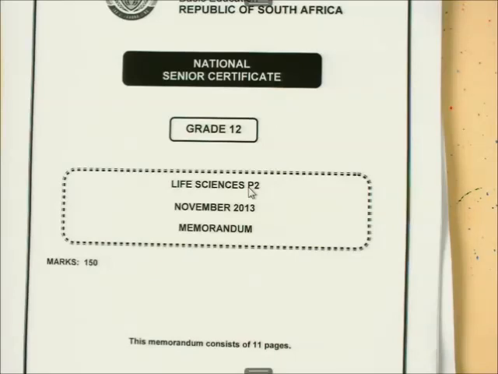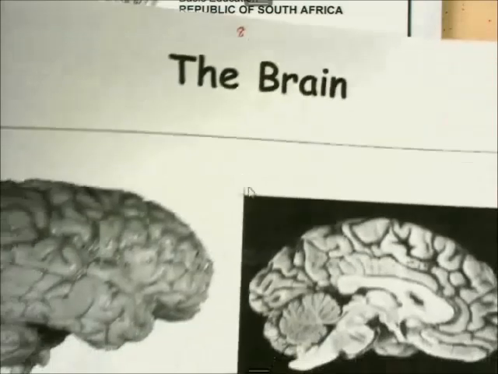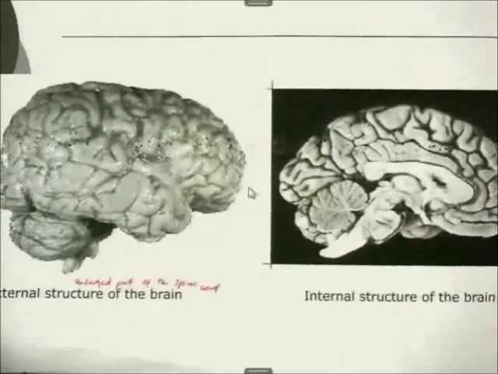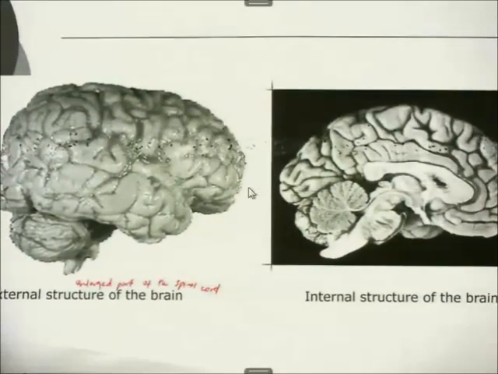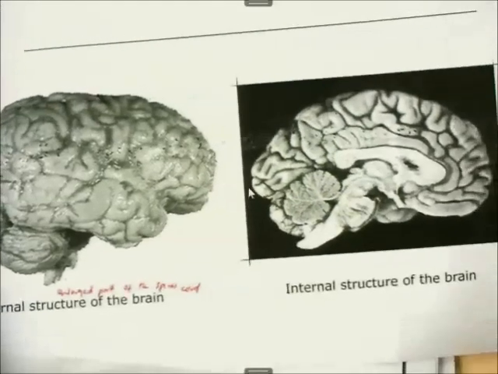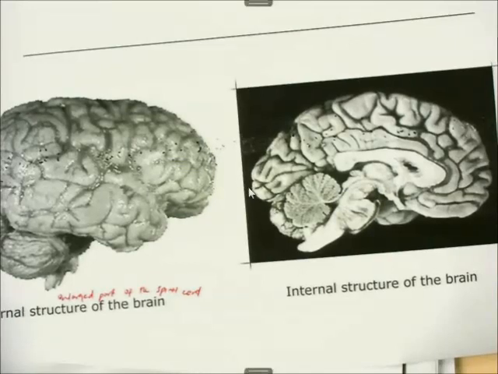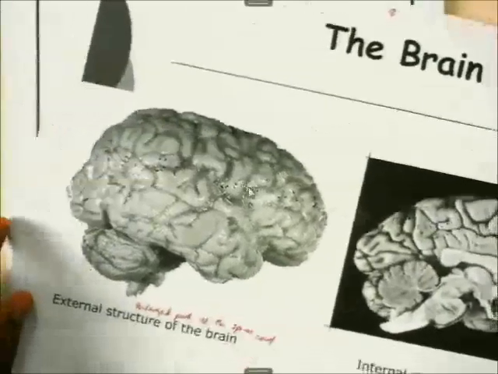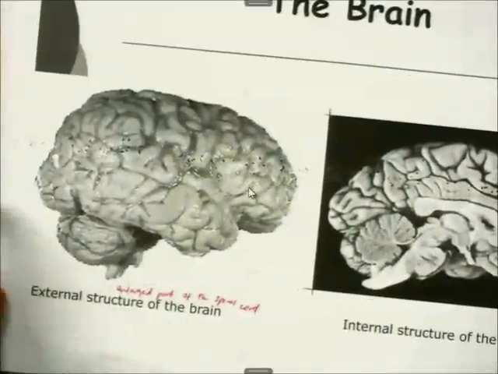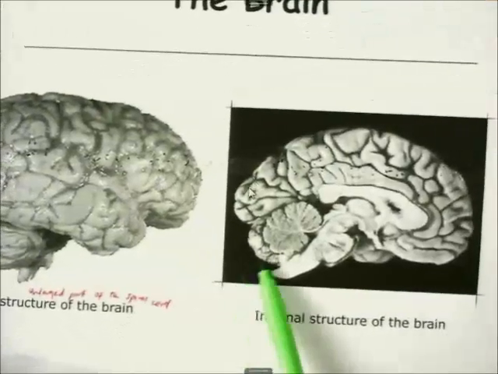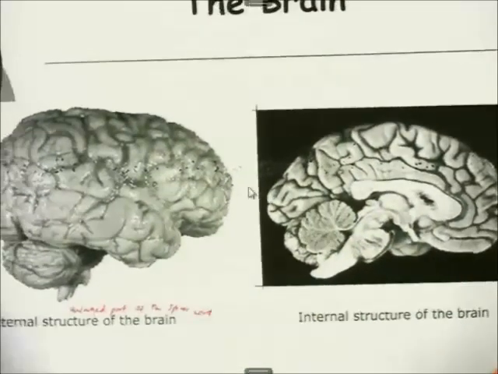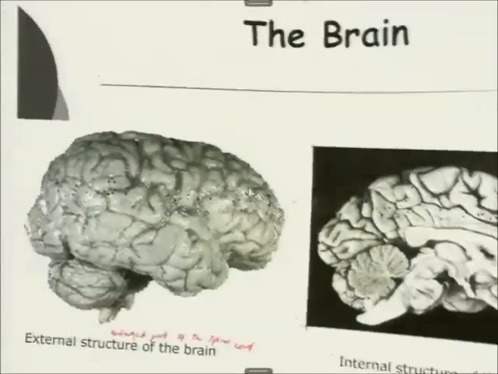So now, coming to the central nervous system, which comprises your brain and your spinal cord. With me here, I have the structure of what? Of the brain. I have the external structure of the brain. And then here is the internal structure of what? Of the brain.